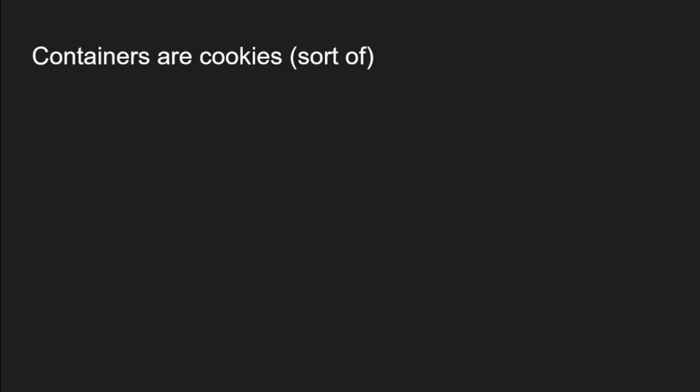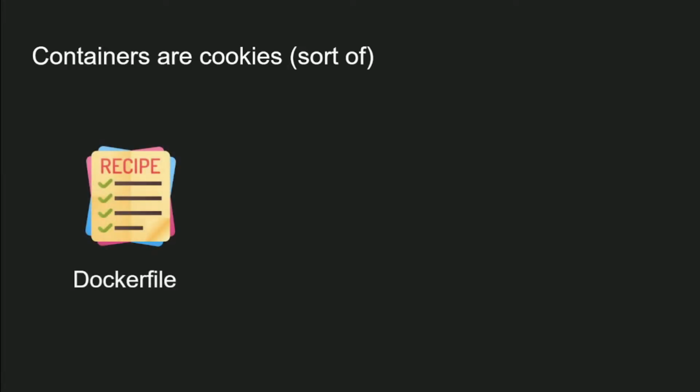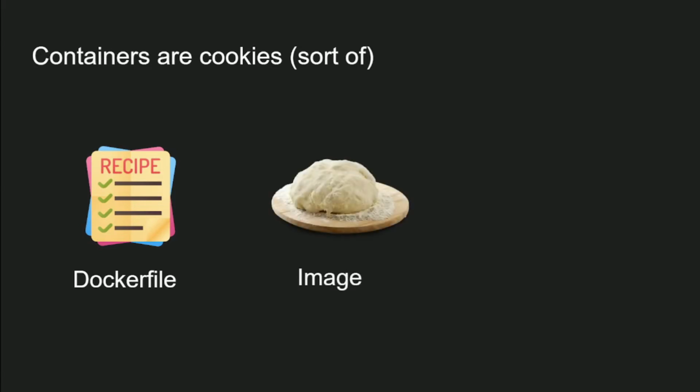Yep, you're reading that right. It's an analogy about cookies, because who doesn't like cookies, right? The first thing is the Dockerfile, and you can think about it like a recipe for cookies. You have the list of ingredients in there, and basically if you follow it, you will obtain a dough. And that dough, in our analogy, is going to be the image.